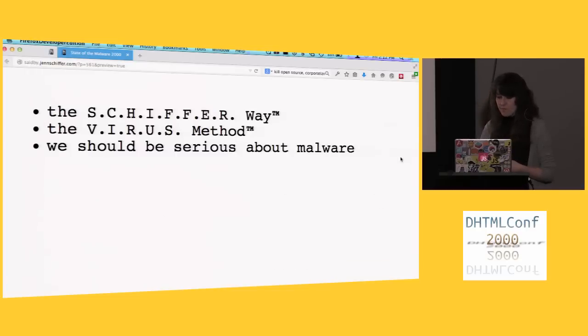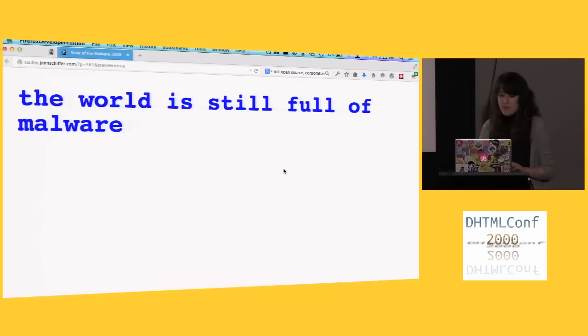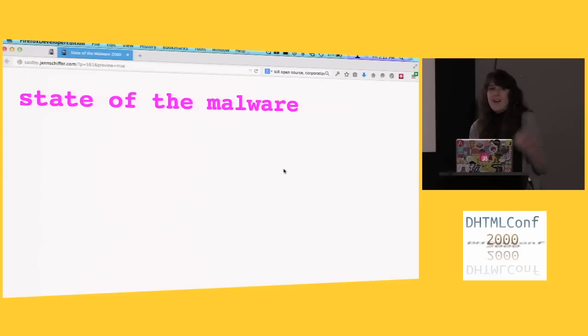So I introduced the shiffer way, the virus method, and talked about how we should be serious about malware. But none of you listened, because here we are today, and the world is still full of malware. I'm really used to people listening to what I say, so I'm a little ticked off right now. So that's why the rest of my talk is the state of the malware. I'm going to give you some examples of malware that we've encountered this year, and then hopefully you can take this information and go home and take a long, hard look in the mirror and be ashamed of yourselves.